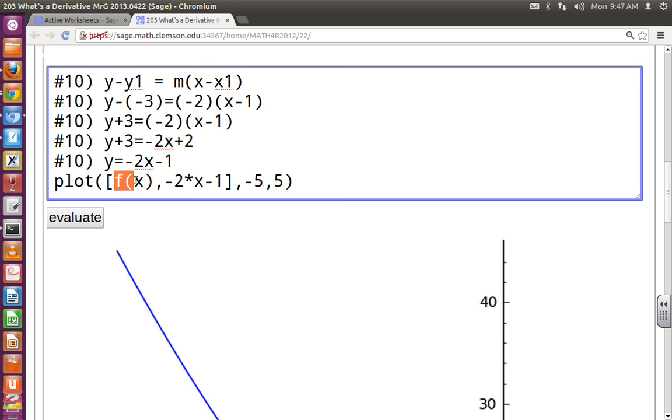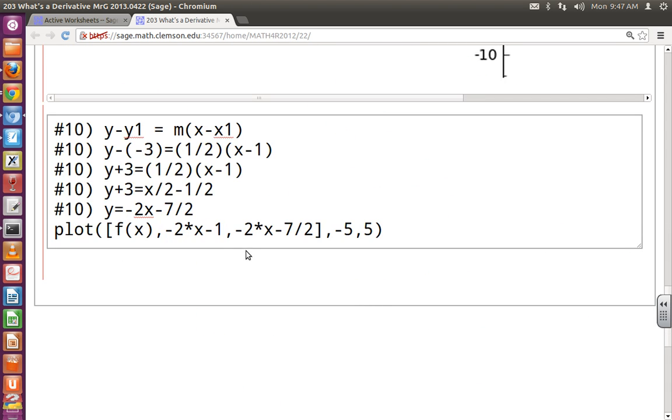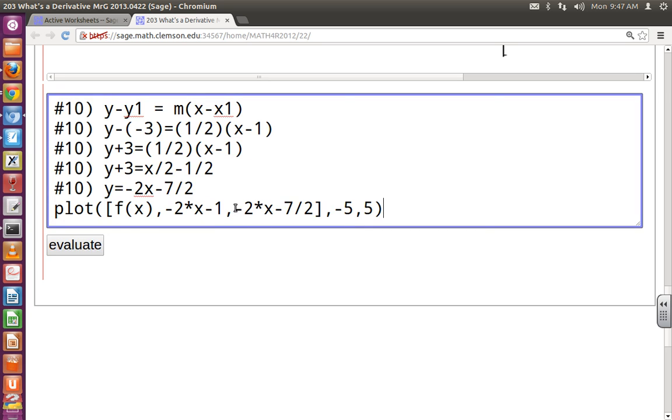This one's just graphing the function x squared minus 4x and the tangent line at x equals 1, negative 2x minus 3, so minus 1, from x min of negative 5 to x max of positive 5. But now I'm going to graph that plus the normal line. See, this is the normal line we figured out. So let's graph it.